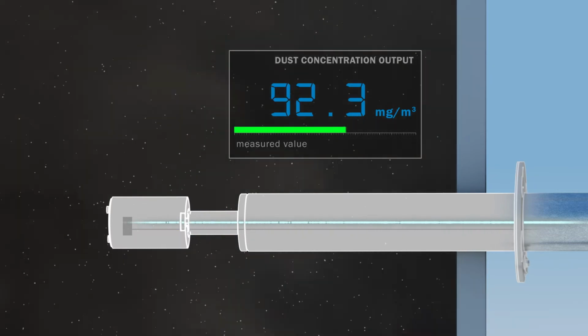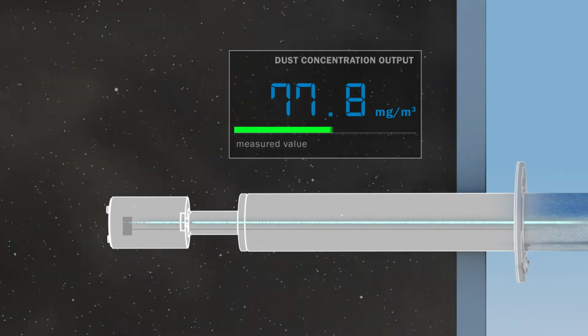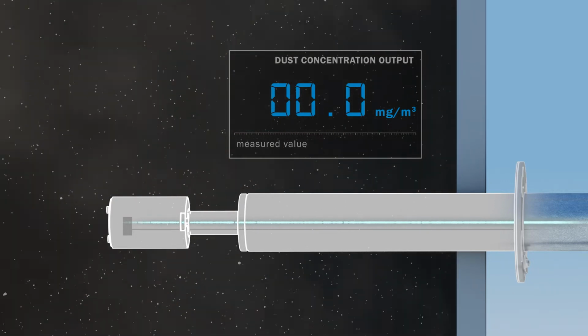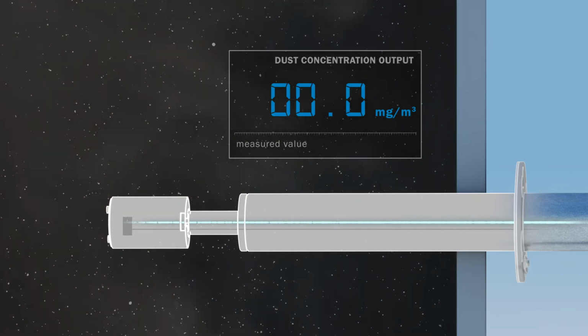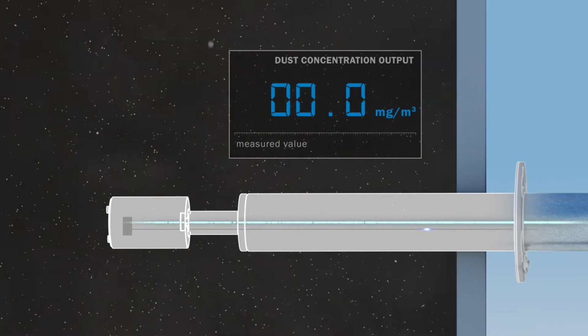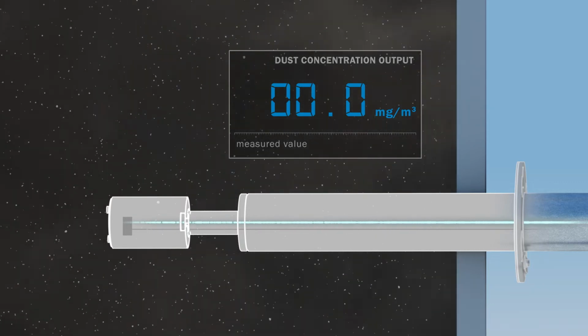Here, a laser diode irradiates the dust particles within the gas flow. The light, which is scattered by the particles, is registered by a highly sensitive detector and converted to an electric current, the strength of which is directly proportional to the dust concentration.